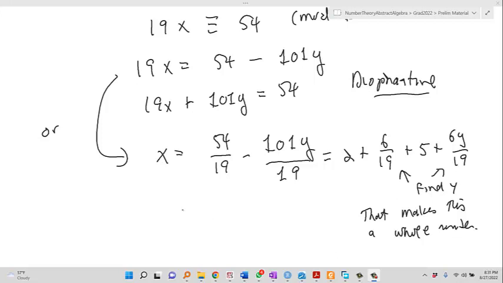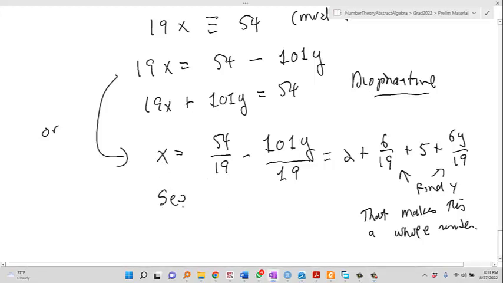So there are 2 ways to do this problem, either Diophantine or using this other method. If you want examples of this second method, you can see example 536 and 537, if you want some examples to see how that's done.